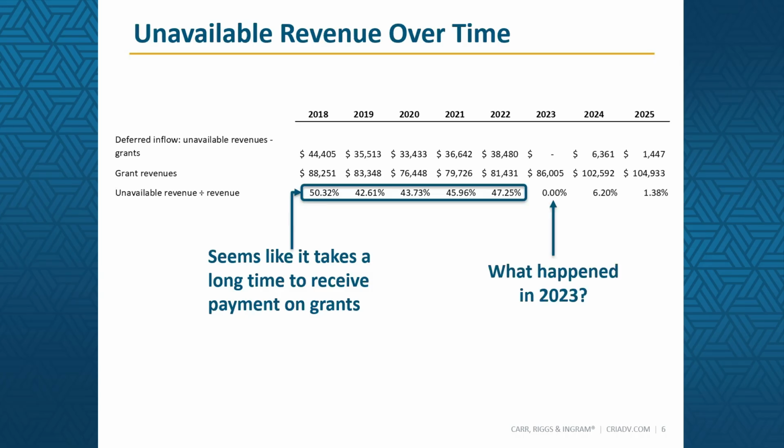What happened? Was the government suddenly able to collect all of its outstanding grant revenue? The amount of grant revenue in 2023 is about $4.6 million higher than in 2022, but more than $38 million of unavailable revenue has vanished. This is the kind of red flag the financial ratios may raise, pointing you towards something that needs further investigation.